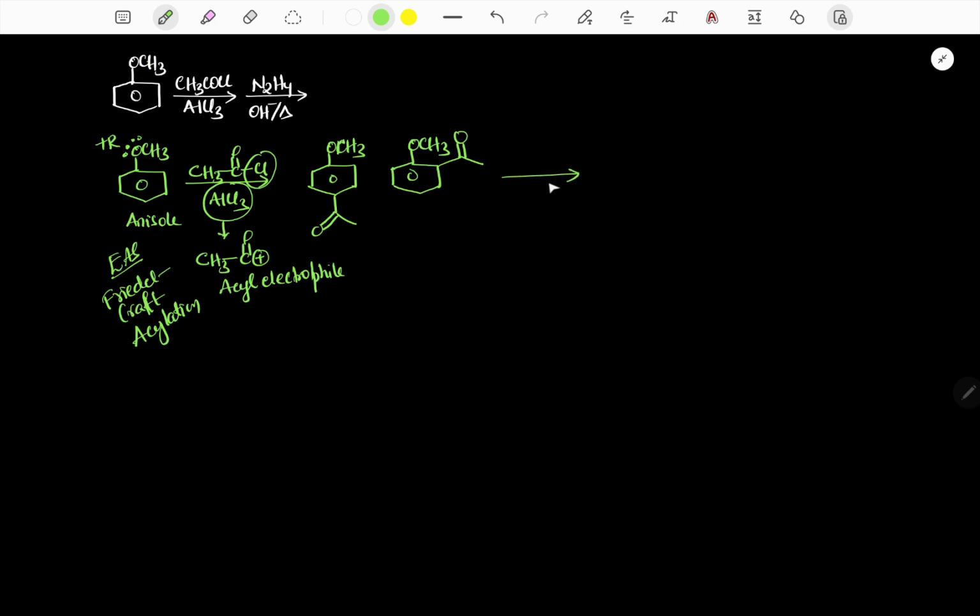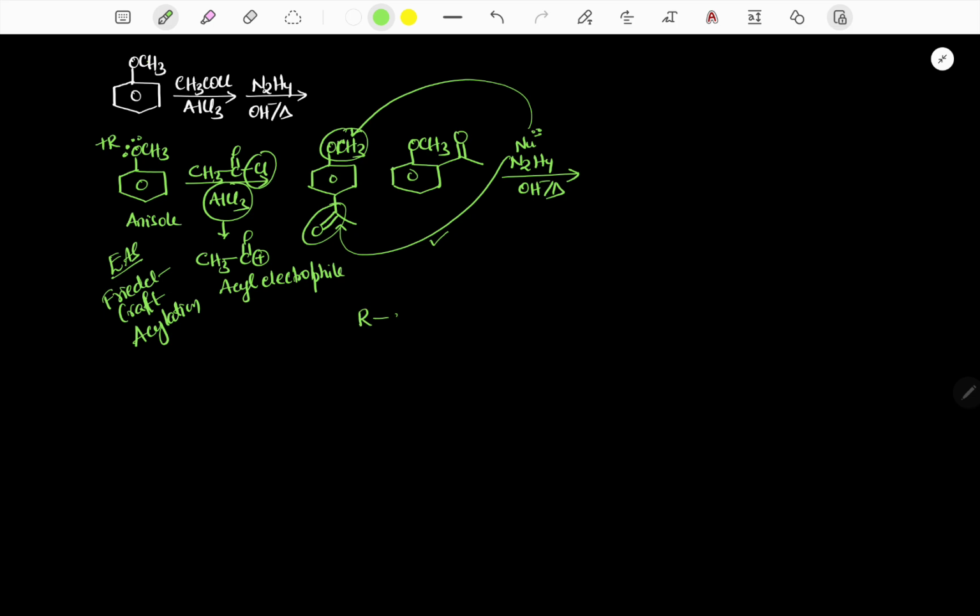Now it is treated with N2H4, OH minus, heat. So here two functional groups are present. One is ether, one is ketone. So N2H4 is also a nucleophile. So nucleophile does not react with ether. That's why ether reduction is not possible. But nucleophile can attack the ketone. That's why this reaction is possible.